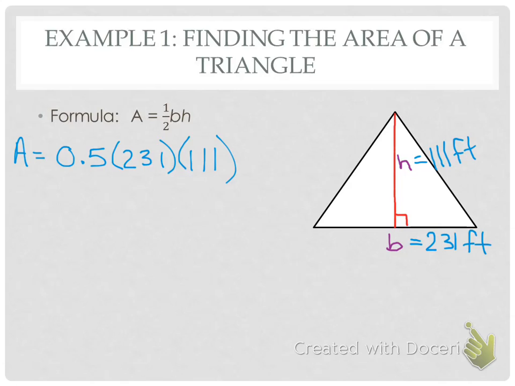Now let's put that in our calculators and see what we find. 0.5 times 231 times 111. When I multiply them all together, A equals 12,820.5. And then I just have to label feet squared.